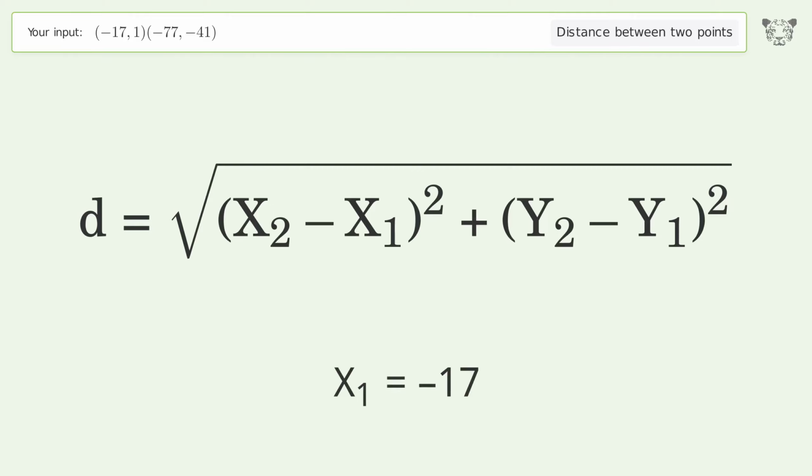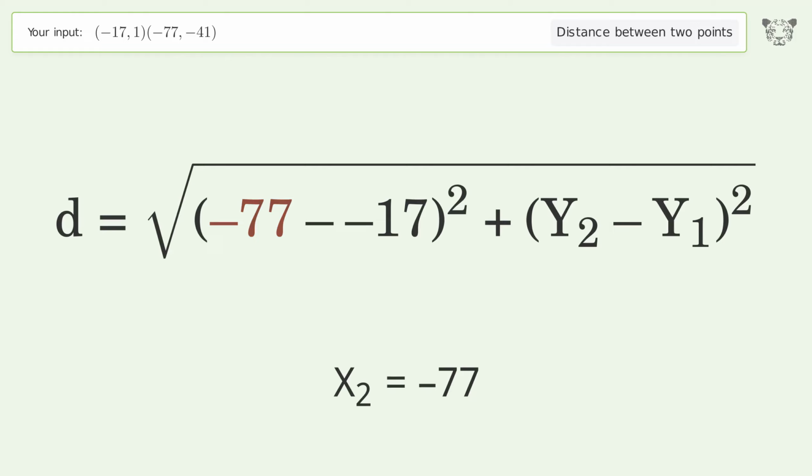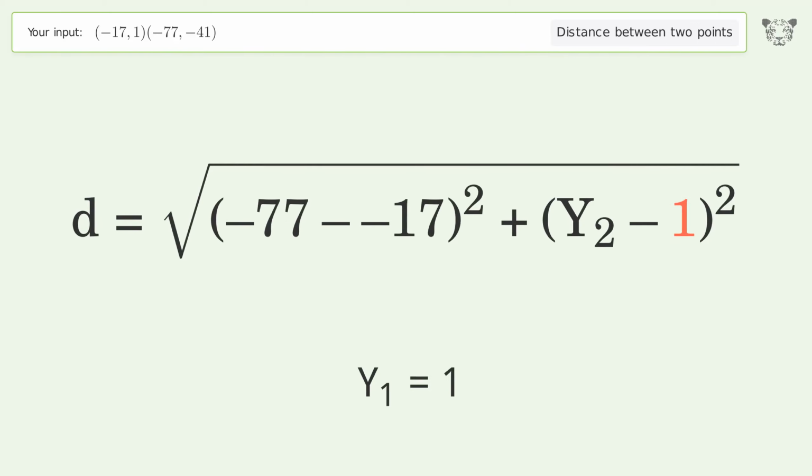x1 equals -17. x2 equals -77. y1 equals 1. y2 equals -41.